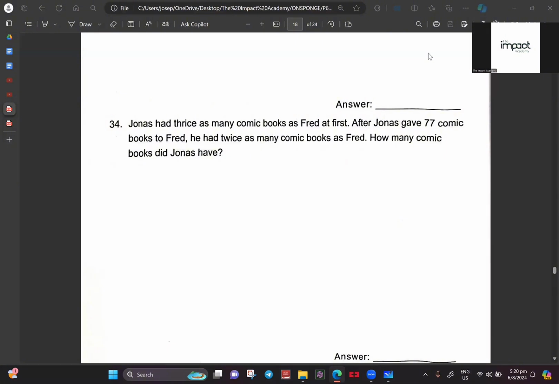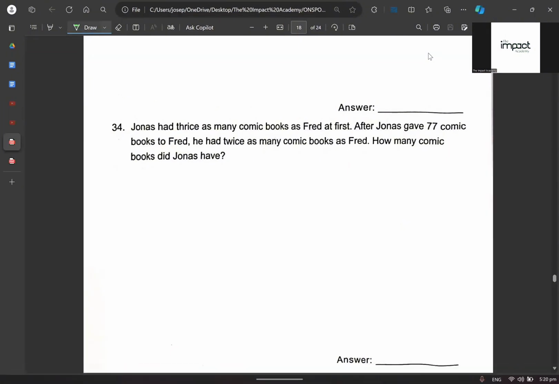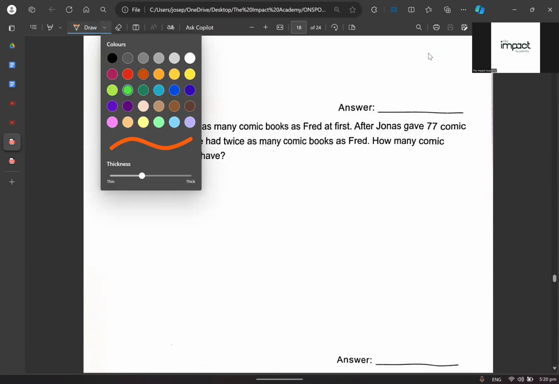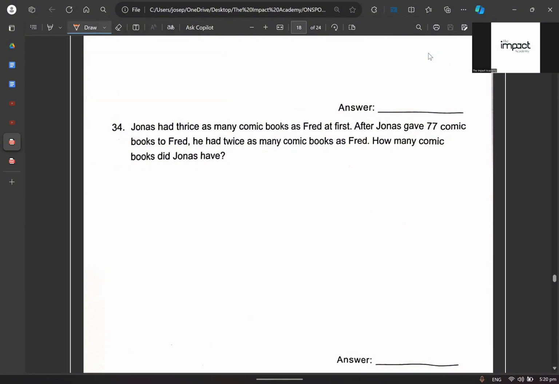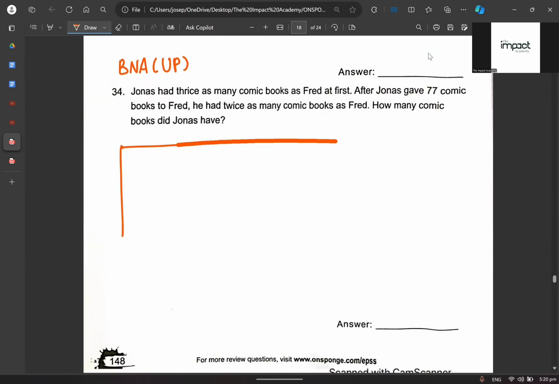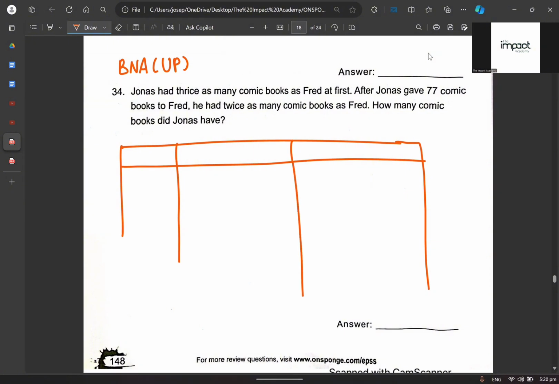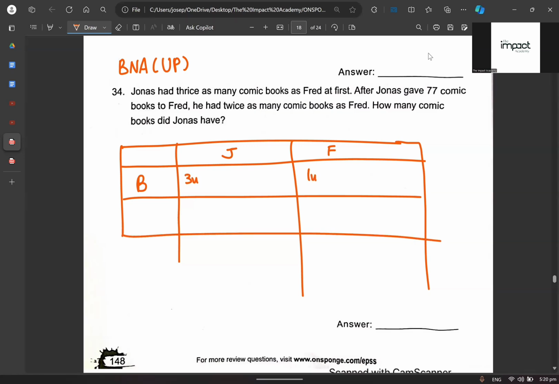Now we are looking at question 34 right now. So for 34, it says that Jonas had thrice as many comic books as Fred at first. Now, at this juncture, you should be able to identify that this is what we call a B and A. Not at this juncture yet, I mean at this phase of the learning, not in the sentence itself. So Jonas and Fred, we have our before. Who has thrice? So Jonas has thrice. So Jonas is 3 units, Fred is 1 unit. There must be something that happened, which is what we call our change.